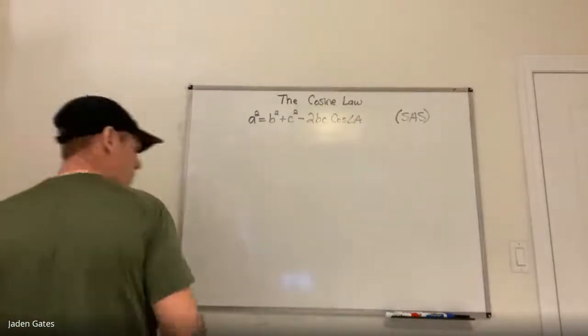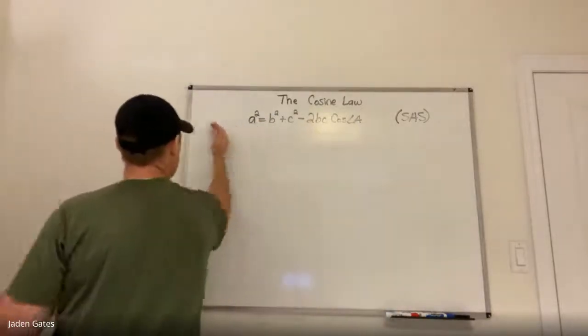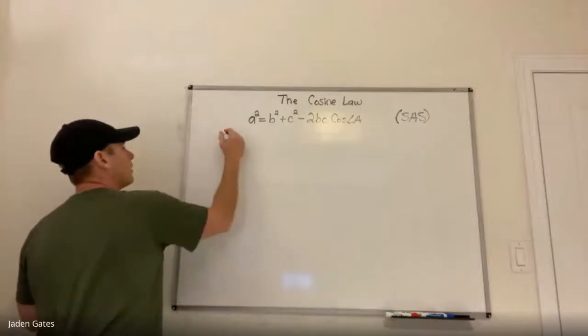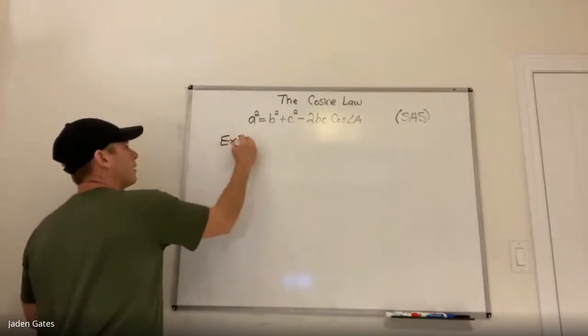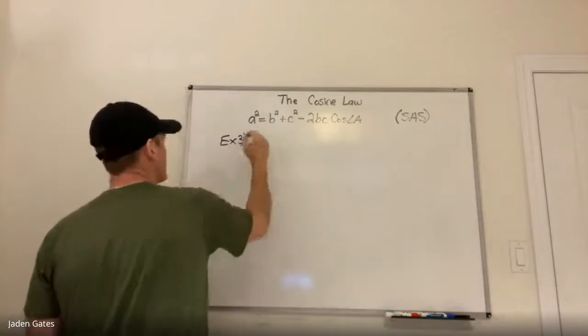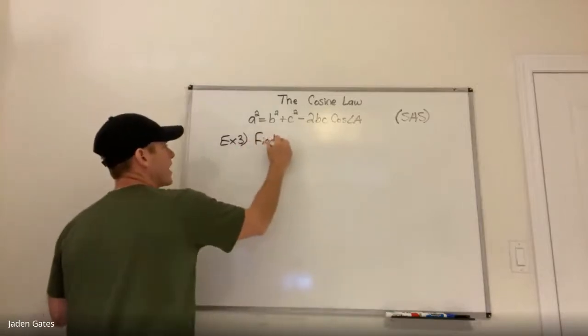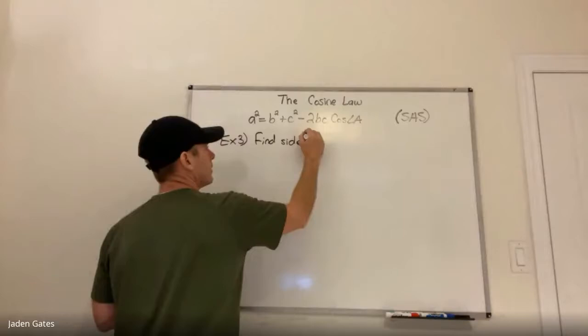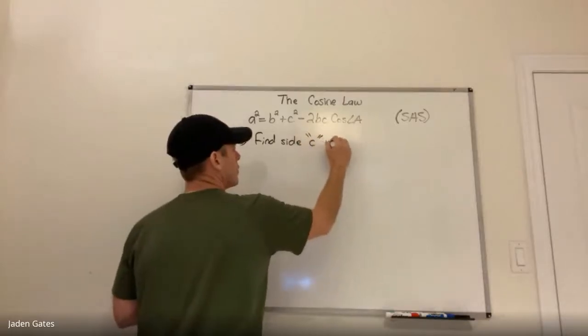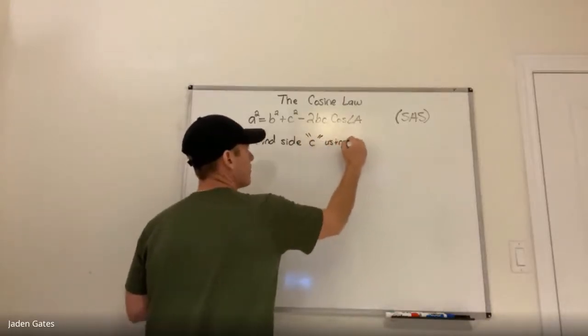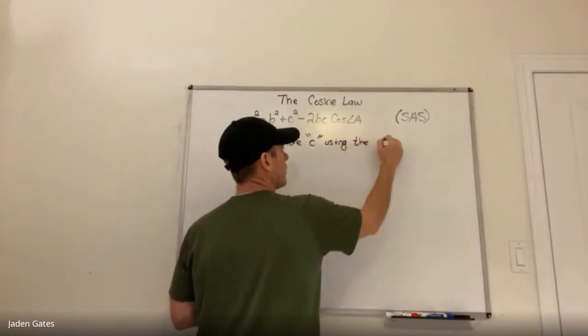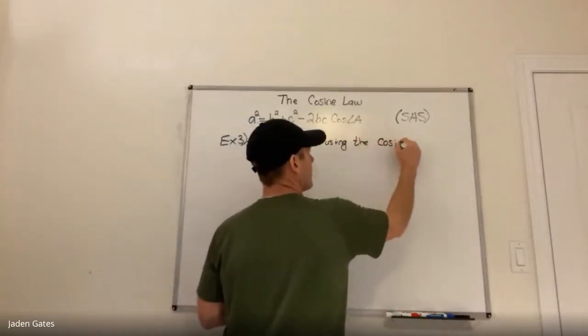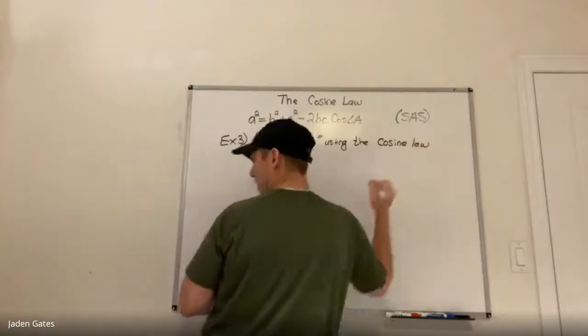All right, now, let's see, example 3. We're going to find side C using the cosine law. It's going to be a little bit of a trick, not a trick here, I want to show you something.